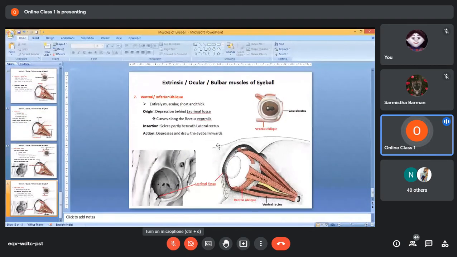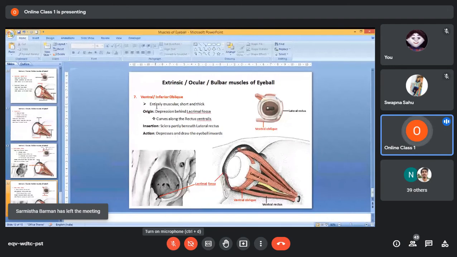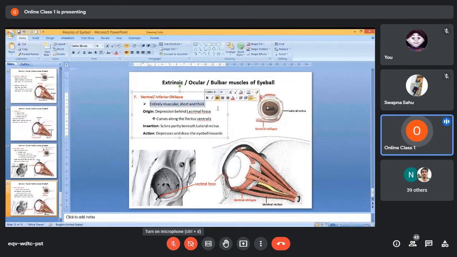Okay, then comes the last ocular muscle, that is the ventral oblique muscle. So regarding the ventral oblique muscle, you remember it is entirely muscular. It is short and thick. I told you in the very beginning, most of the extrinsic muscles of the eyeball are band-like, and they have a muscular part and an aponeurotic part. But I did not say all, I said most.